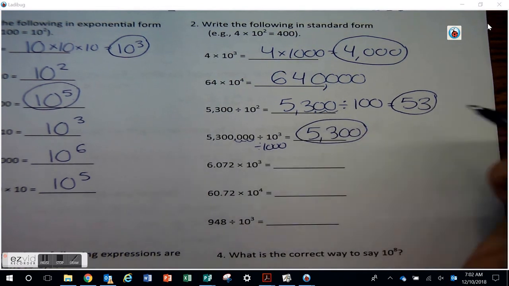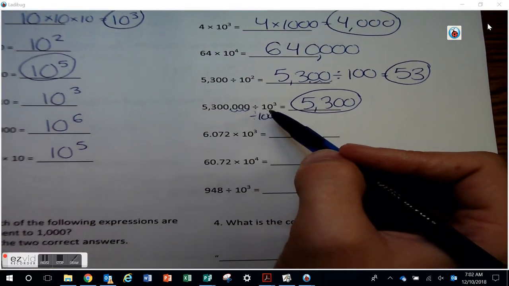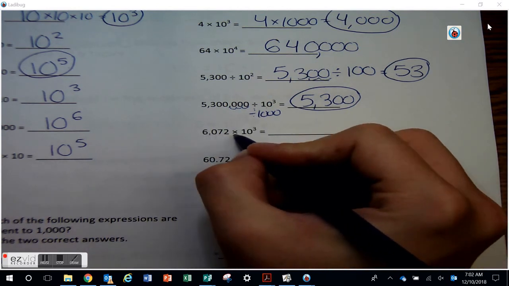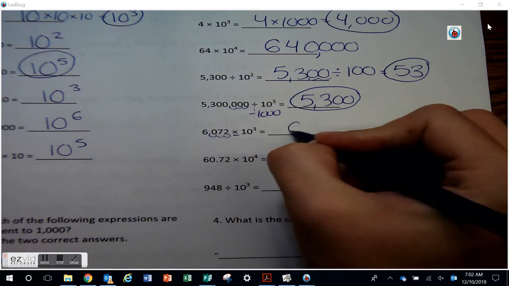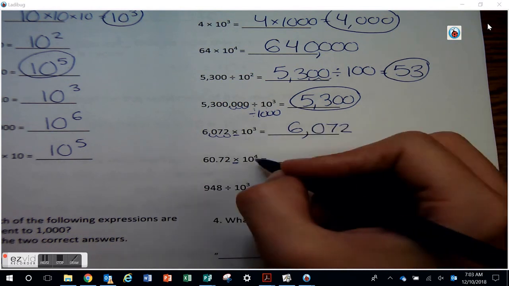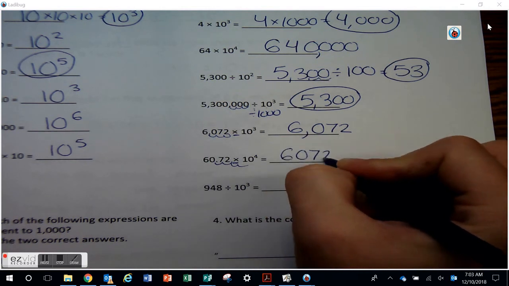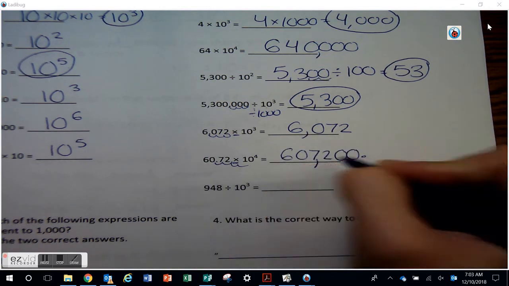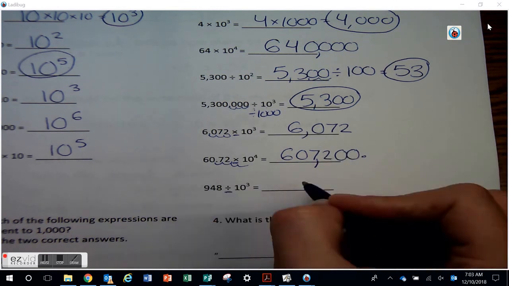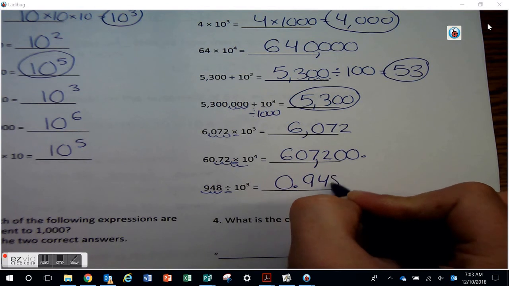Remember, we're dividing by a power of 10, which makes it a smaller number. Here I'm going to move that decimal to be bigger 1, 2, 3 times, so my answer is 6,072. It's going to get bigger 4 place values, 1, 2, 3, 4, so 6,072. There's those other 2 place values. And I come back 1, 2, 3 numbers, I put my comma. This is going to get smaller by 1, 2, 3 place values. So I have 948,000.